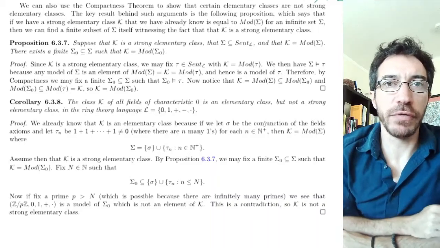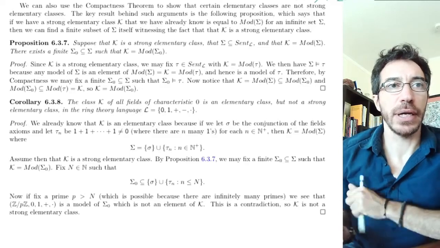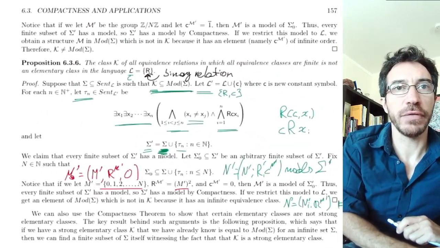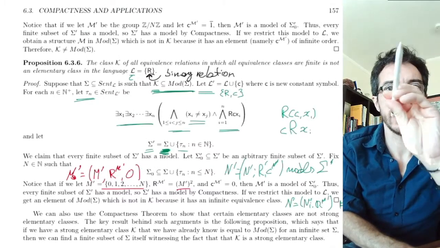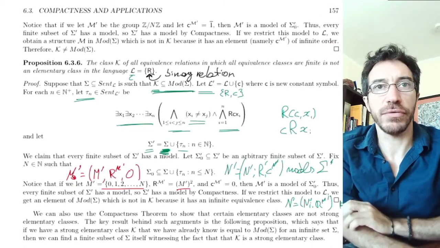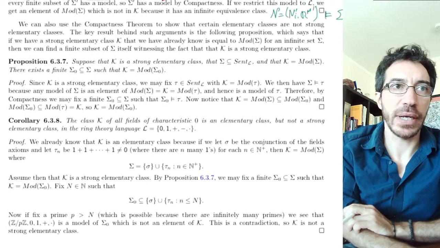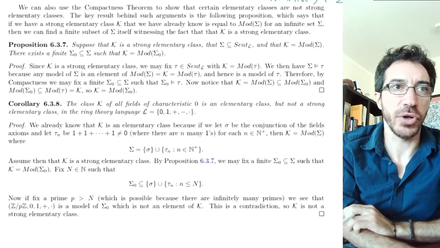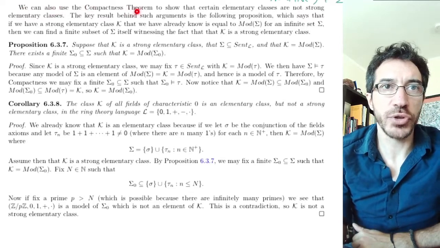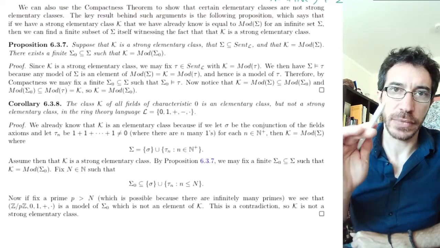Okay, so one more of these videos where I show you how I read math. Now we're on the same page as before, page 157, section 6.3 in Mileti's book, which you can look up. And now we want to do these things. It says, we can now use the compactness theorem to show that certain elementary classes are not strong elementary classes. Again, you look it up.